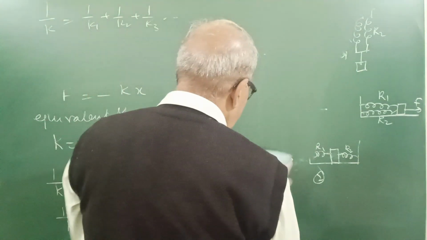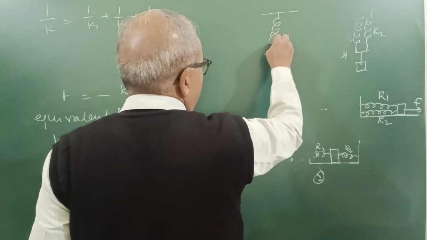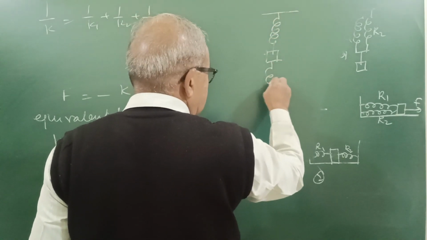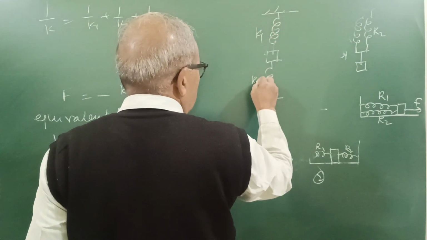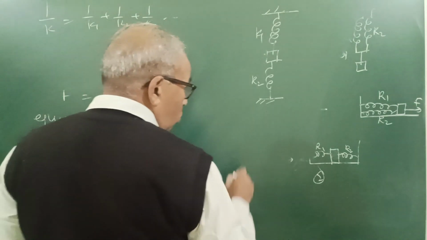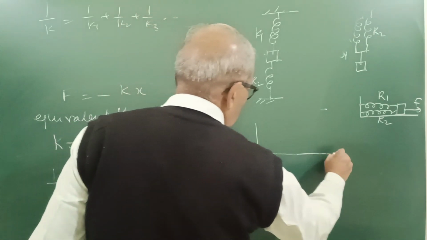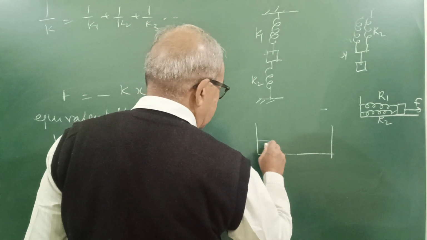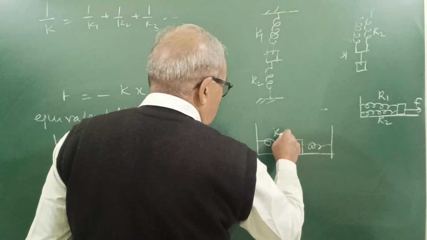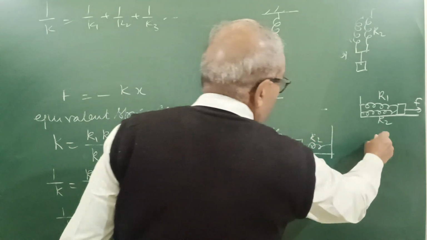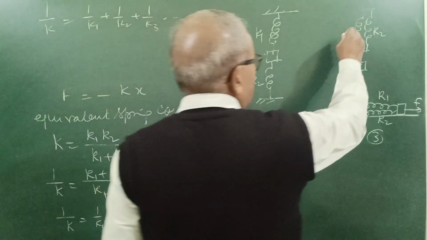Yes brother, sorry, this figure got erased. Figure 2 was like this. Here this is. Sorry. K1, K2. So in figure 2, what will happen here? On both sides, mass and here. Then figure 2 and this figure 3, they are in the same manner actually.